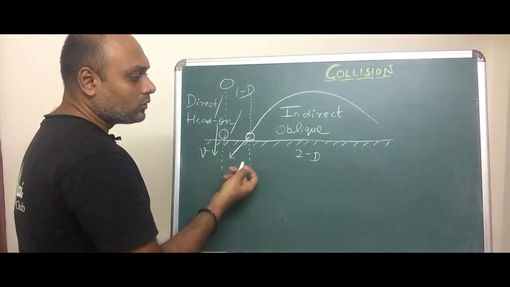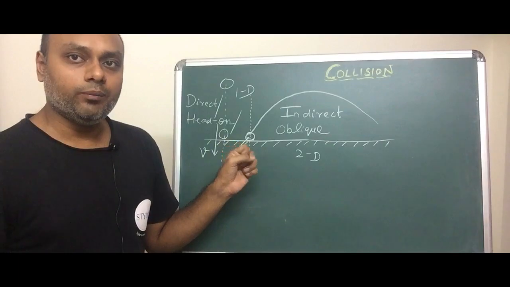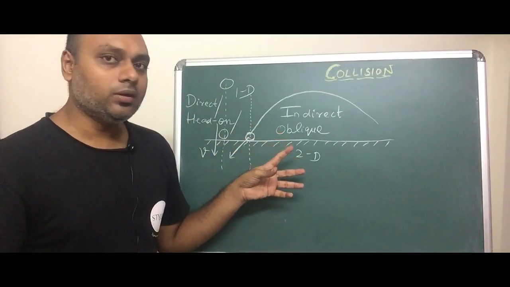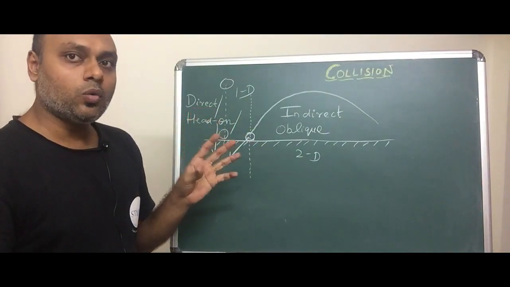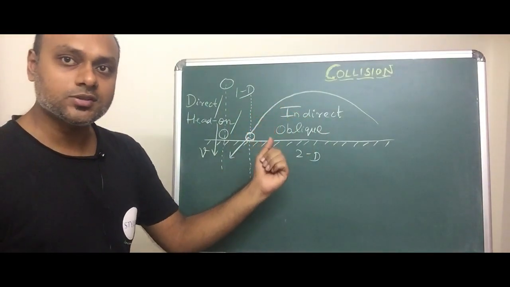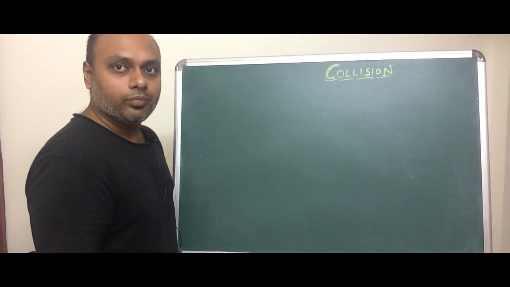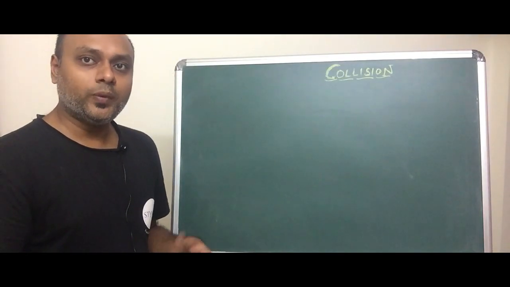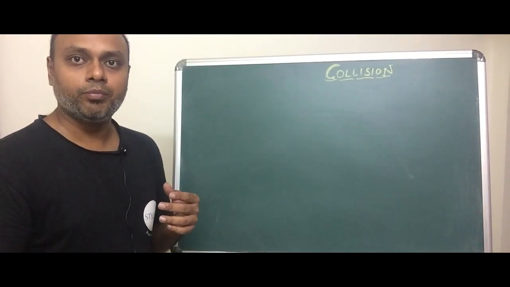Now we will see certain other terminologies that are related to collisions. There is something known as speed of separation and speed of approach. Let's try to understand what those terms are with regards to direct as well as indirect collisions. So let's just get right into that. I'll consider some situations and I'll explain what is meant by speed of separation and what is meant by speed of approach.